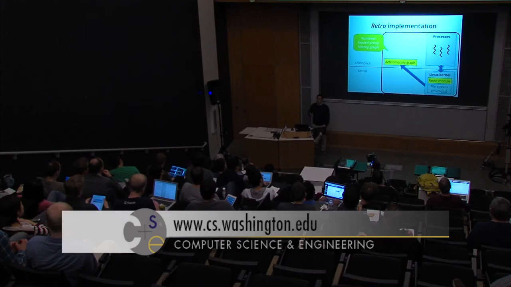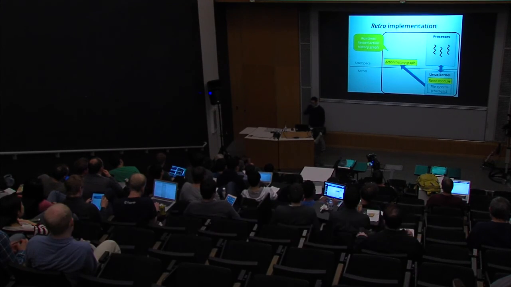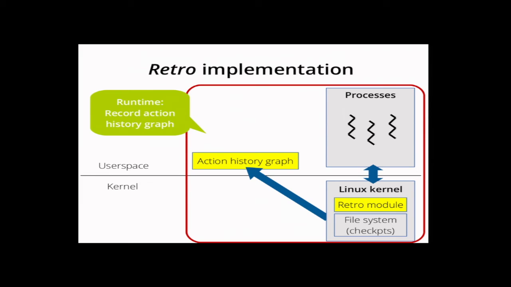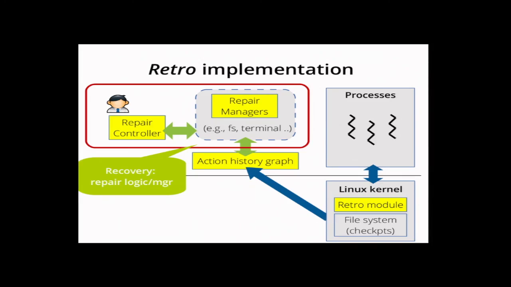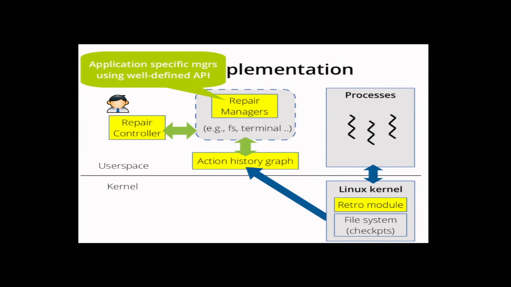Okay. Retro consists of two components: a runtime component and recovery. At runtime, we record the action history graph by interposing every single system call of Linux. Whenever a process makes a system call, we resolve all the dependencies between kernel objects and create the action history graph. After we have this action history graph, we can start recovering from this attack. For actual recovery, we implement a repair controller and a set of repair managers. One nice thing about this separation is that if an application developer wants to implement an application-specific undo and redo manager, they can simply use the API that the repair controller provides, so that they can improve the performance of re-execution.